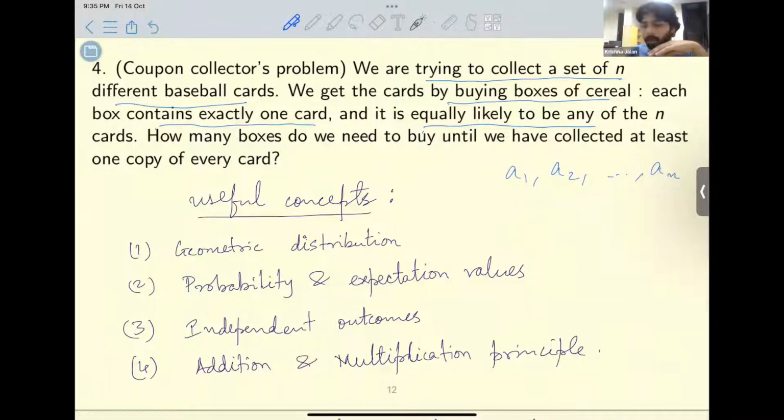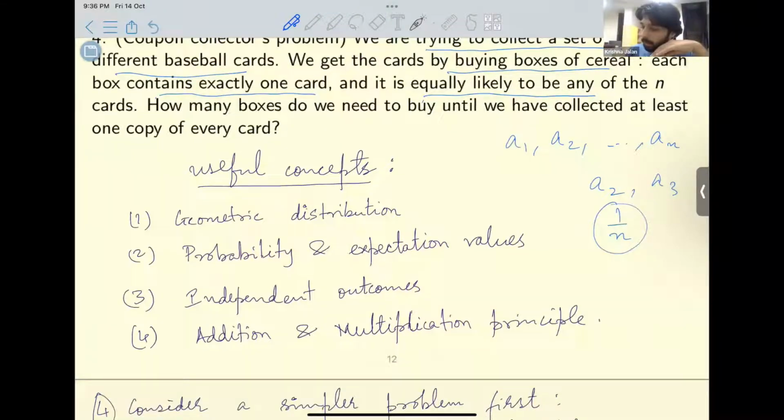So I want to say, what is the probability of getting A2, let's say? It's exactly 1 by n. What is the probability of getting A3, or let's say AK for some k? It's always 1 by n. They are all equally likely. That's what it means. So the question is, on an average, how many boxes do we need to buy until we have collected all the cards and we have at least 1 copy of every card?